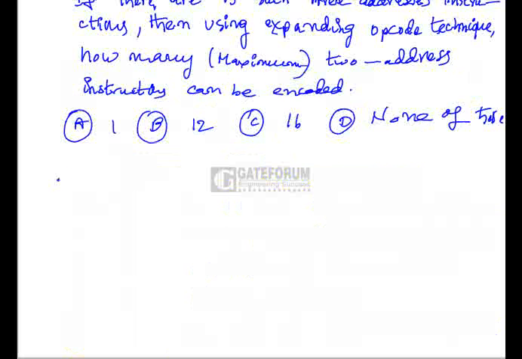So here the format is given as opcode followed by address 1, address 2 and address 3. The number of bits given in the opcode is 4 here, and address bits are also 4 bits. Address 1 4 bits, address 2, address 3, like that. We need to find out using expanding opcode technique how many 2 address instructions can be encoded. Already given that 15 3 address instructions are there.